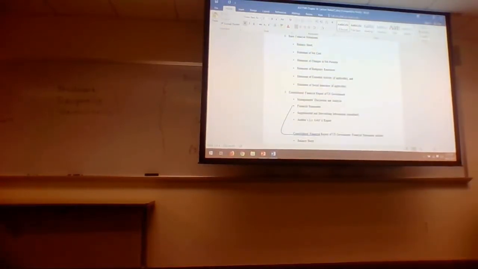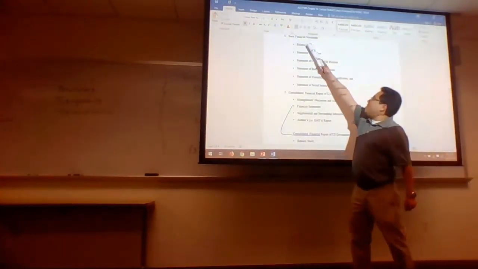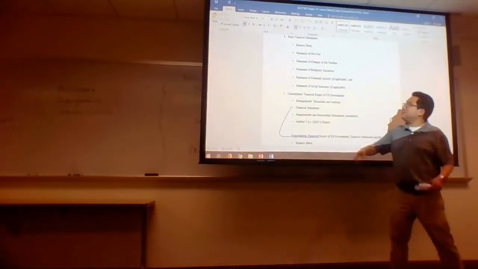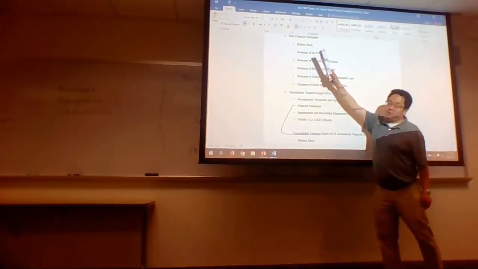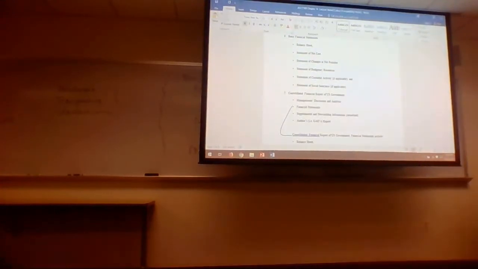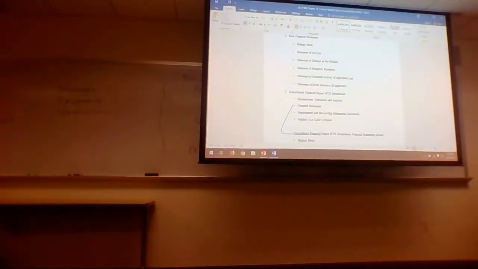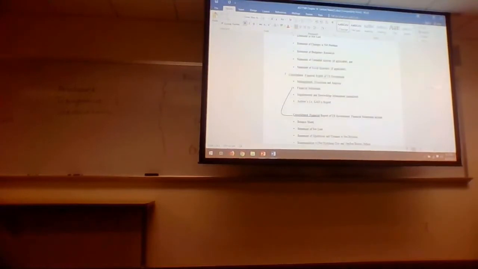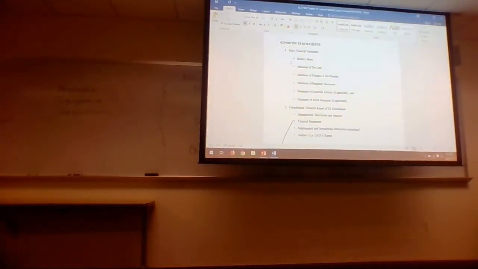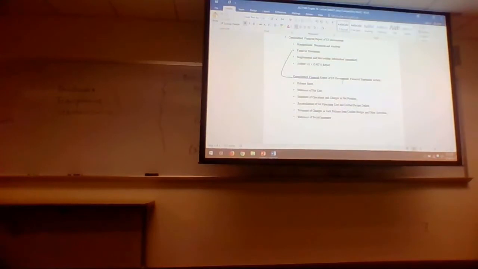So balance sheet, that would be the same as the balance sheet down here. Statement of net cost would be the statement of net cost at the bottom. So you can see the statements at the top. These statements are either combined together or they appear as a separate statement at the bottom here.